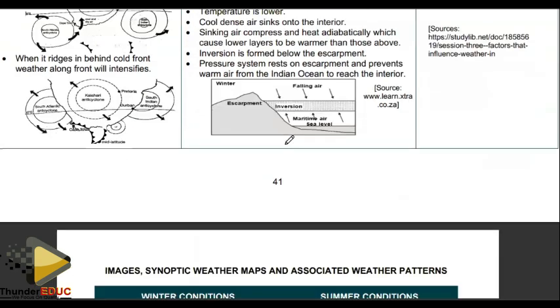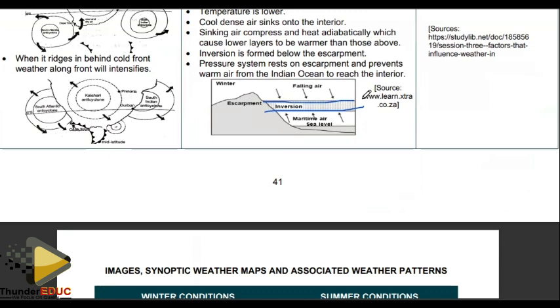Right. Then we go to winter conditions. You see now the inversion layer is lower, it is below. When you get a question requiring you to describe the inversion layer, use the term: the inversion layer is below the escarpment.